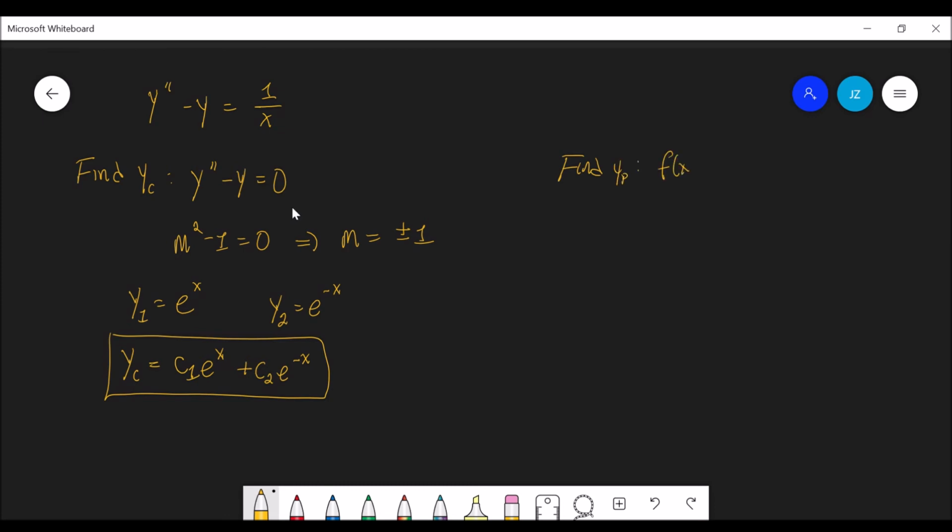To find yp, we make note that f of x is 1 over x. So W is the determinant of e to the x, e to the minus x, e to the x, minus e to the minus x.